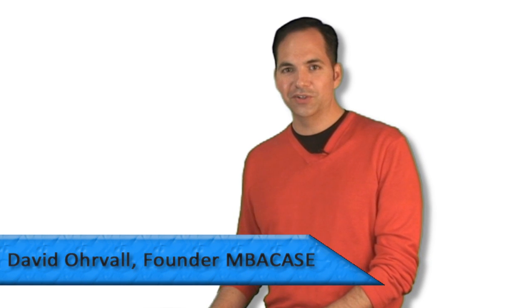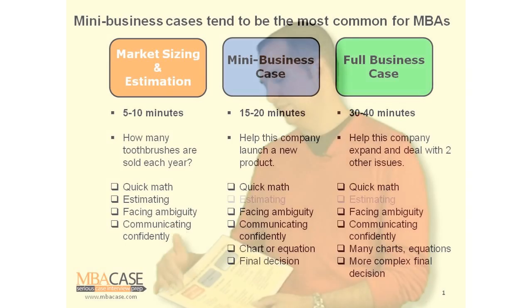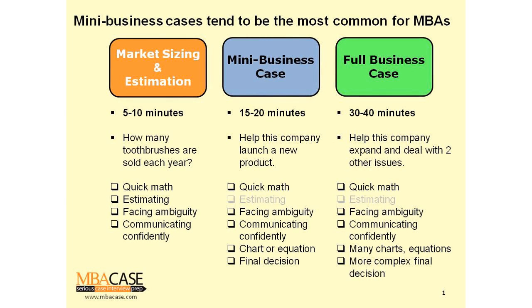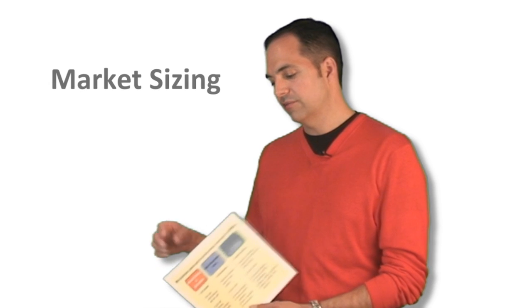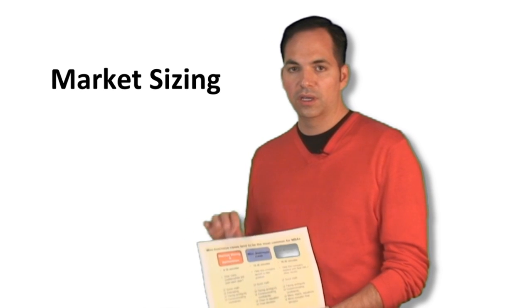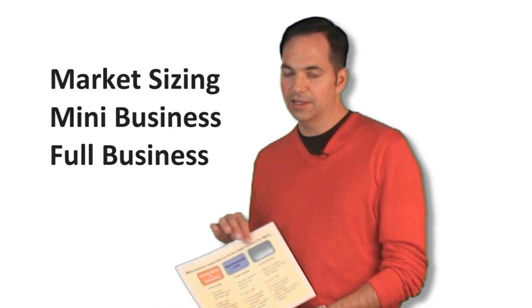Let's move on now to looking at some specific cases. There are three cases that I want you to understand, or three categories. So look for the documents that talk about the different case types. We're going to go through this chart as well as this one that talks about different tools I recommend you use. Now for the categories, we have market sizing and estimation, mini business, like a short business case, and then a longer full business case.